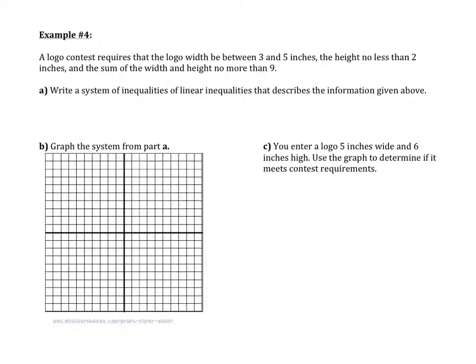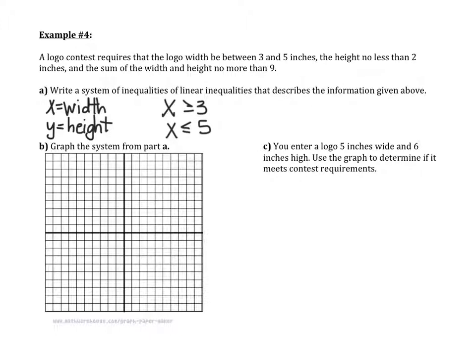So since we're going to end up graphing it, I'm actually going to use x and y as my variables. So let's let x be the width and y be the height. So the first part says that the width needs to be between 3 and 5. So that means that the width, x, would have to be greater than or equal to 3, but at the same time, less than or equal to 5 since it has to be between those two. It can be those two, so that's why we have equal to.